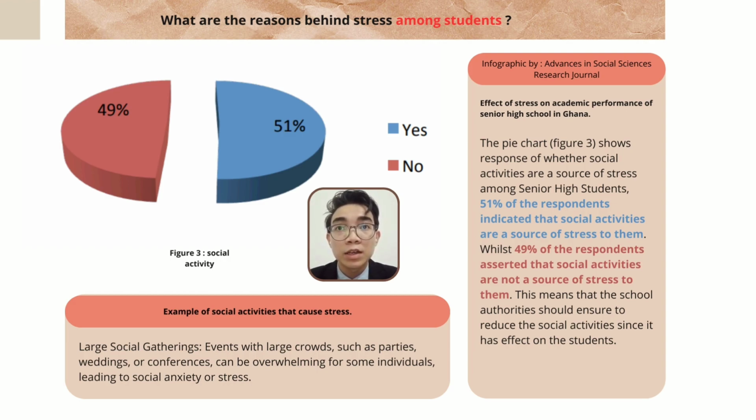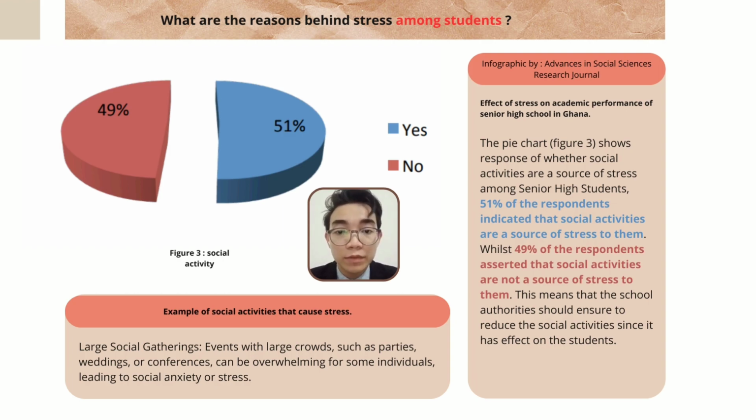So as you can see, the pie chart displays social activities, with 49% no and 51% yes. What is no and yes? I will read it to you. The pie chart, figure 3, shows responses on whether social activities are a source of stress among senior high students. 51% of the respondents indicated that social activities are a source of stress to them, while 49% of the respondents asserted that social activities are not a source of stress to them.